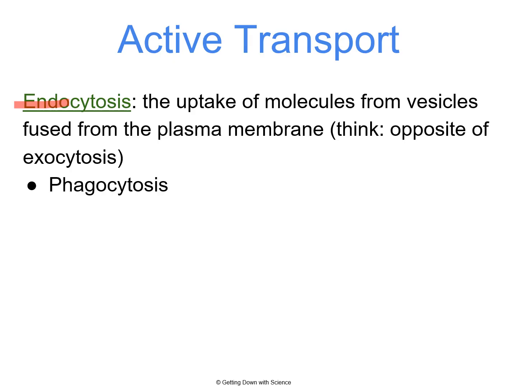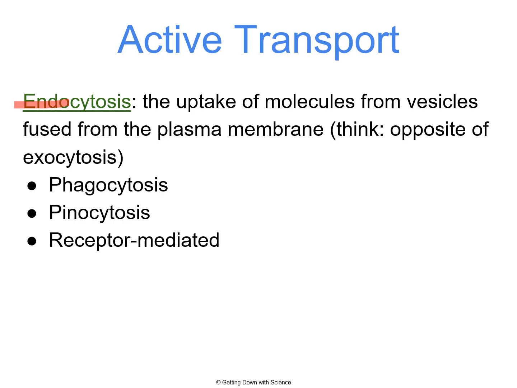Here are some examples of endocytosis. Phagocytosis is an example of endocytosis. Pinocytosis is also an example of endocytosis. And we have cell-mediated receptors or receptor-mediated transports.